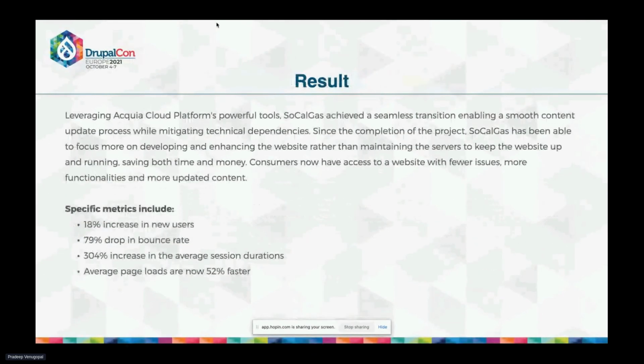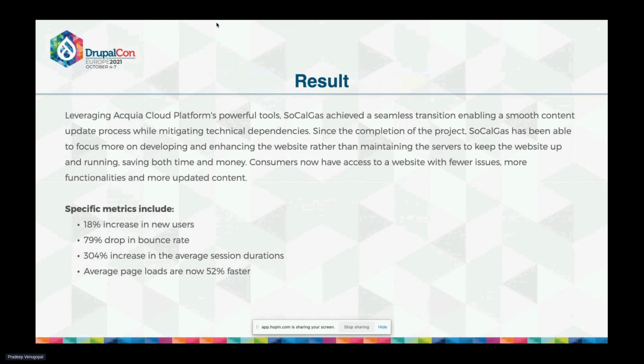So at the end of the migration, we just wanted to give you some inputs on the results, or what we achieved after the whole migration process, and how it benefited the team. With respect to the metrics, we had an increase of 18% in new users accessing our site. There was a 79% drop in the bounce rate, so people were more connected, and they were able to use the site in an efficient way.